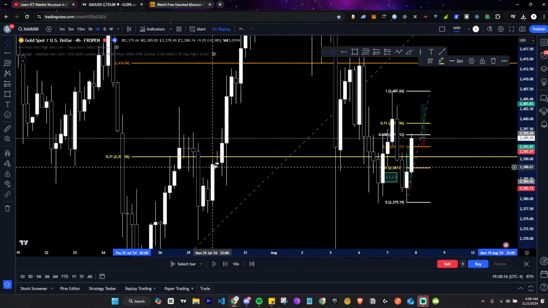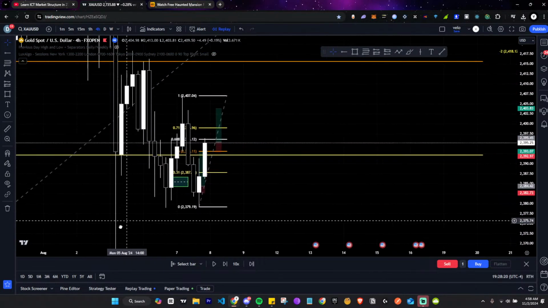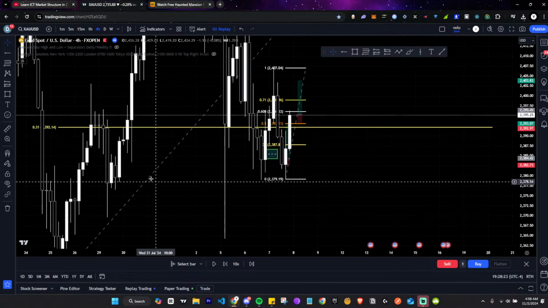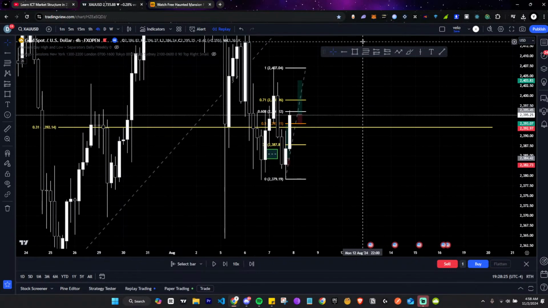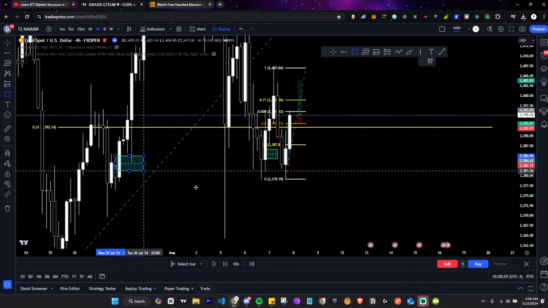But let me tell you guys what you should be doing instead, okay? Let me show you something. Over here, you don't know where price is going to go towards. You can see that there's an order block here. Obviously, because we're in discount as well, there's a high probability we will see a reaction off of this.